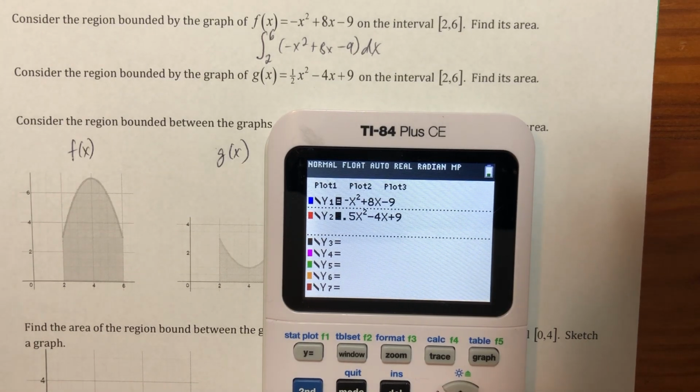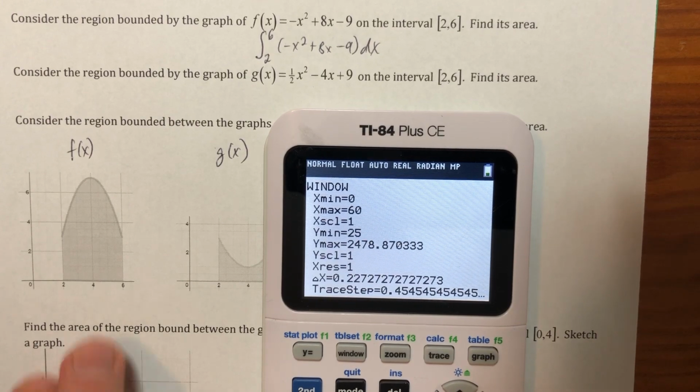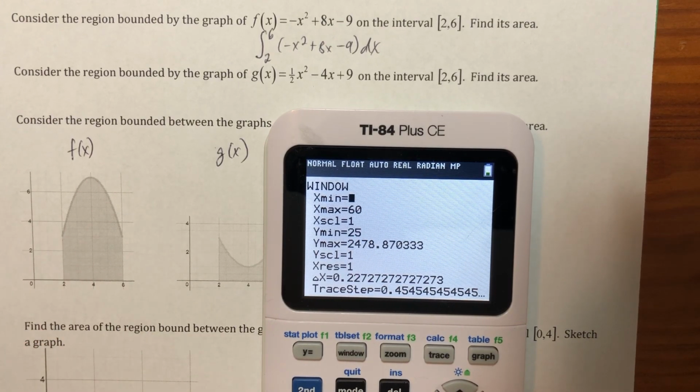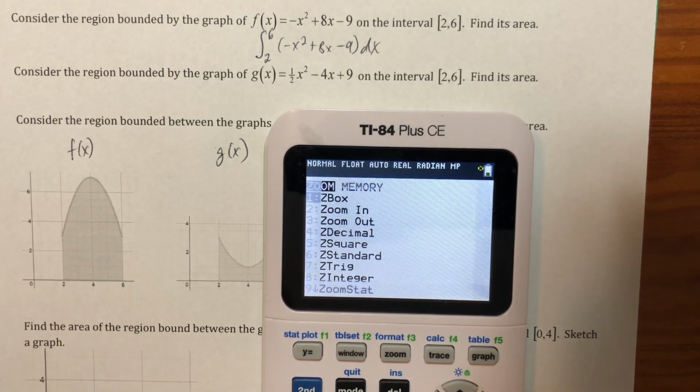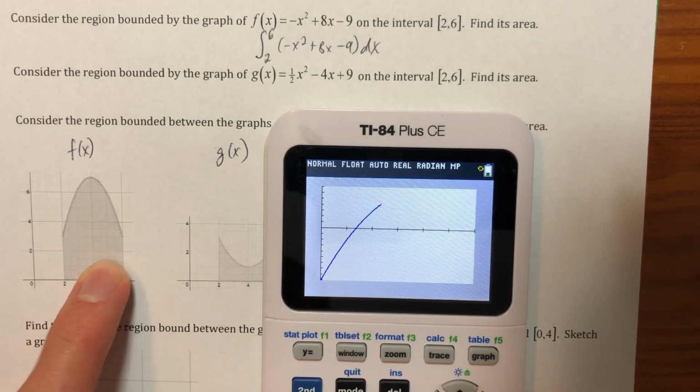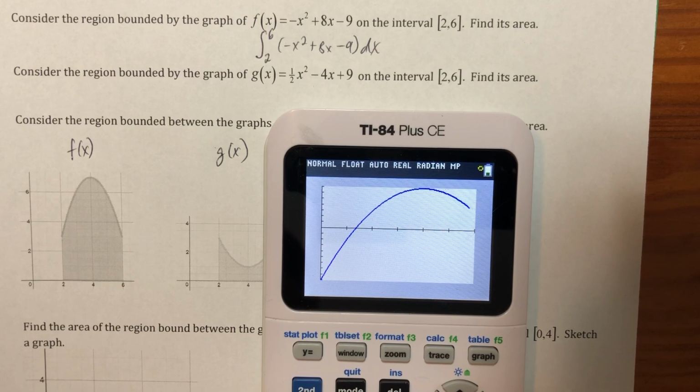And let's not graph g yet. So we're going to graph the first one. Notice I turned off the equal marks on the g. So let's go to window. I'm going to graph it based on what we see right here. So we're going to go from 0 to 6 and zoom fit. And we're going to see a little bit too much, but that's okay. It just is scaled a little bit differently, and that's all right.